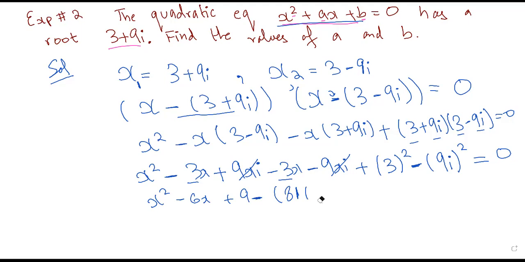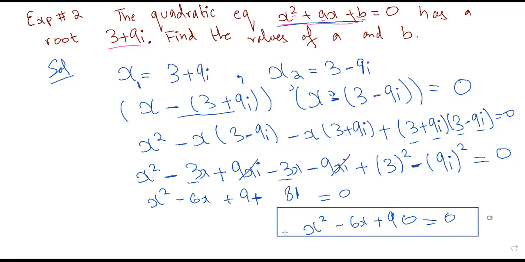So I already had a minus sign in this one. So minus into minus would be plus 81. Did you understand this? Yes. Okay, perfect. So this equals 0. And finally, we are going to have x square minus 6x plus 90 equals 0. So this is the equation, and this means that what would be the value of a? The value of a is basically the coefficient of x, so a would be minus 6 because we have plus 6x here. This means that a has that negative sign.